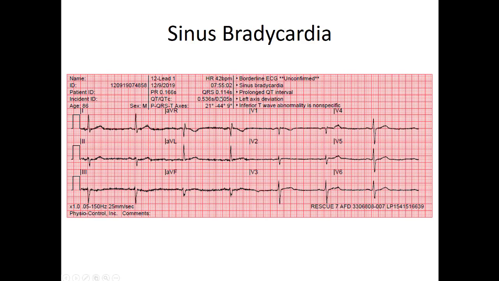Prolonged QT interval. This is greater than 505, and this is going to be a common theme that you see with bradycardia. As the heart slows down, that QT interval is going to get longer and longer, and this patient's going to be at increased risk for torsades. So here we have a sinus rhythm that's slow and narrow with a long QT. This is sinus bradycardia.